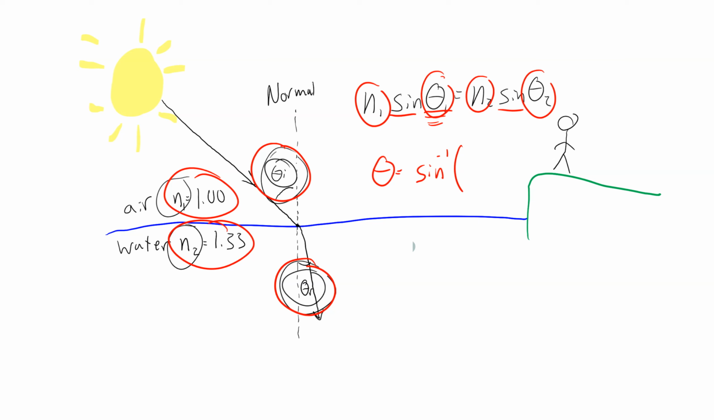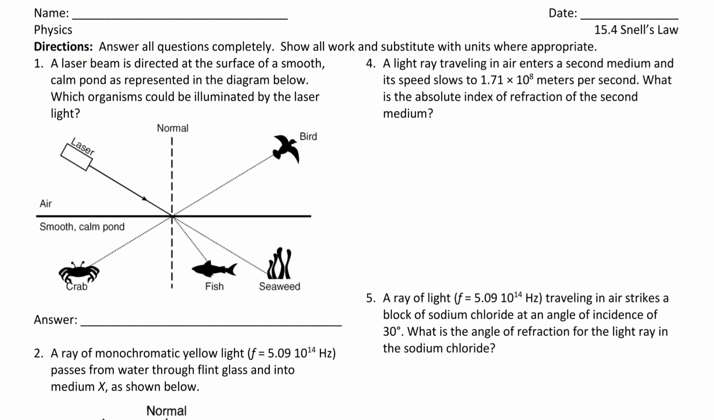Let's do the homework. A laser beam is directed at the surface of a smooth, calm pond as represented in the diagram below. Which organisms could be illuminated by the laser light? So the light's coming in. Let's use green. The light's coming in here. Part of it is going to be reflected, like sun on water. So the bird can be illuminated because part of the light is reflected, but also part of the light goes through the interface and becomes refracted.